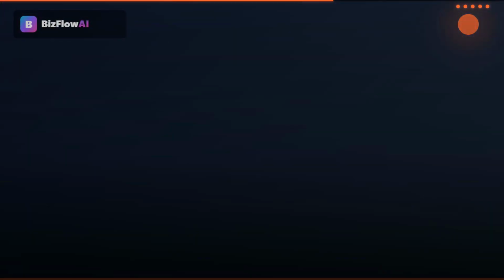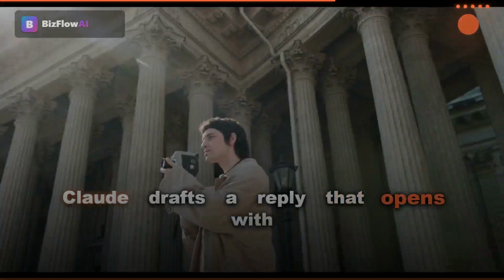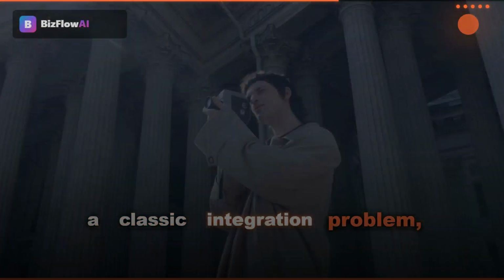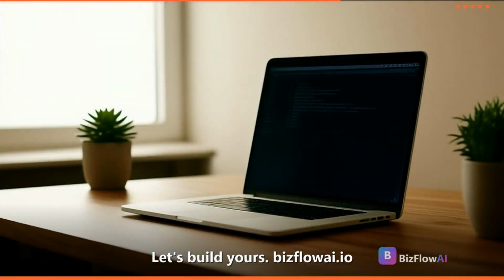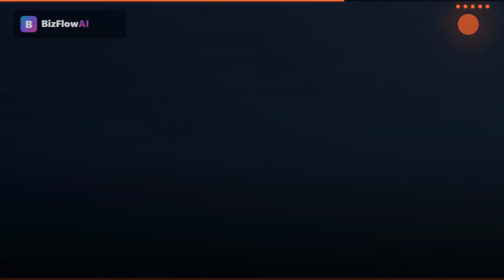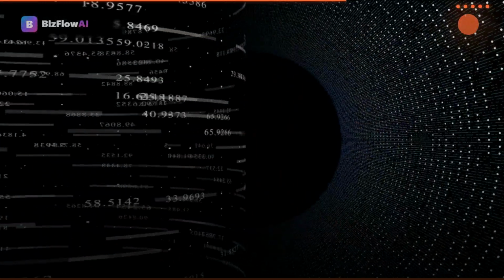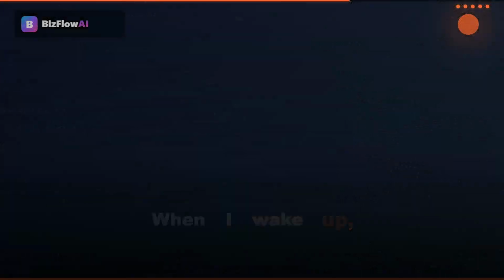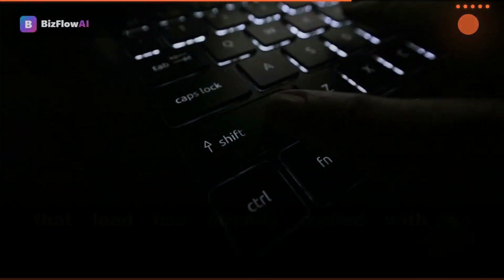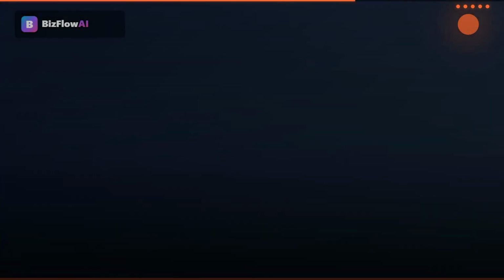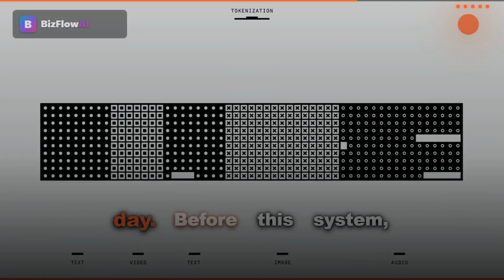Tier 3. Claude drafts a reply that opens with a specific line about dispatch coordination being a classic integration problem, asks one clarifying question about their current TMS, and drops the booking link. Sent at 2:03 a.m. Logged. Telegram pings my phone. When I wake up, that lead has already replied with an answer and booked a slot. That is the entire loop. And here's what it does to your day.